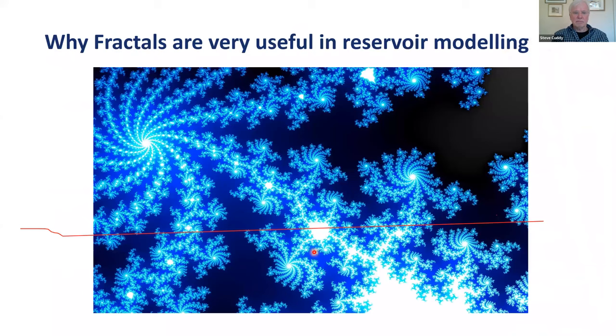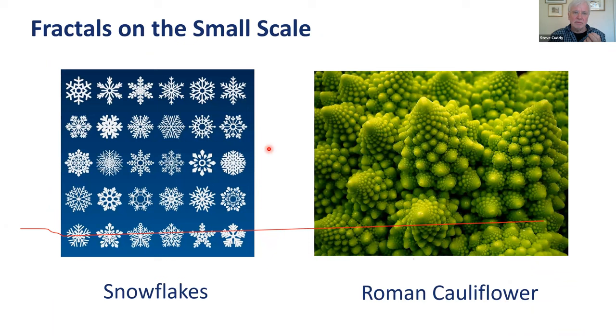Now I want to tell you about fractals because it's very important to understand where this function comes from. It comes from first principles. Now fractals are very useful in reservoir modeling, as I'll explain. You see fractals on the small scale. If you're in parts of the world where you've got snow, you've got these snowflakes, which are all different. They're a fractal. They're a repeating pattern, repeating in all directions.